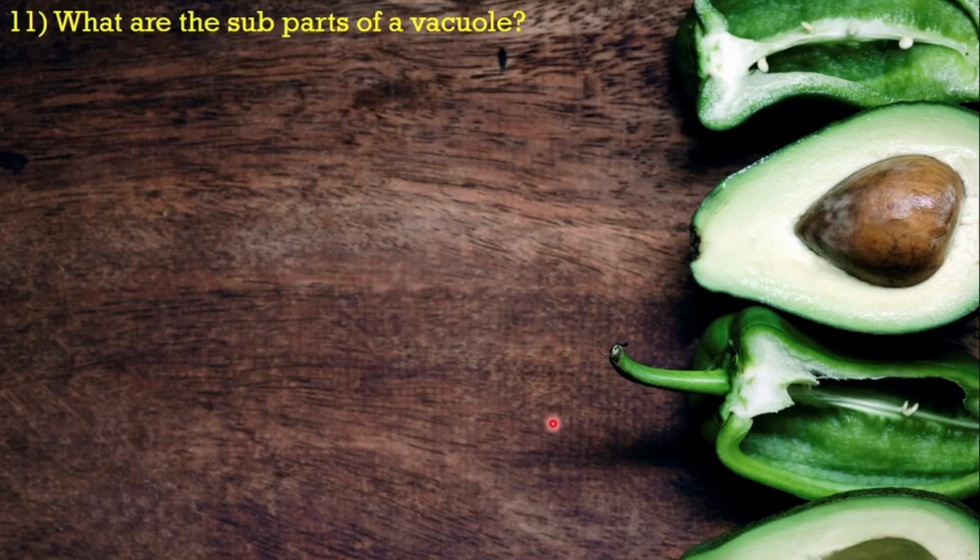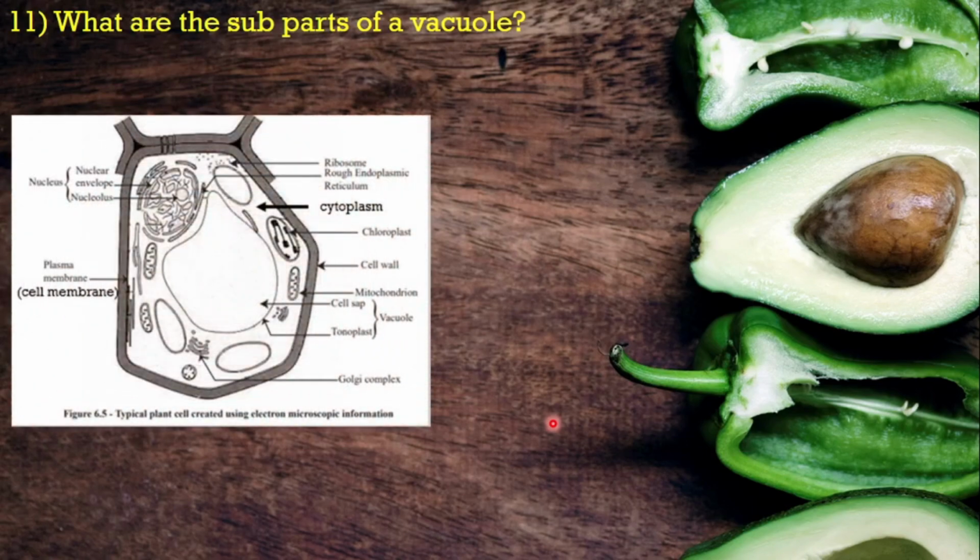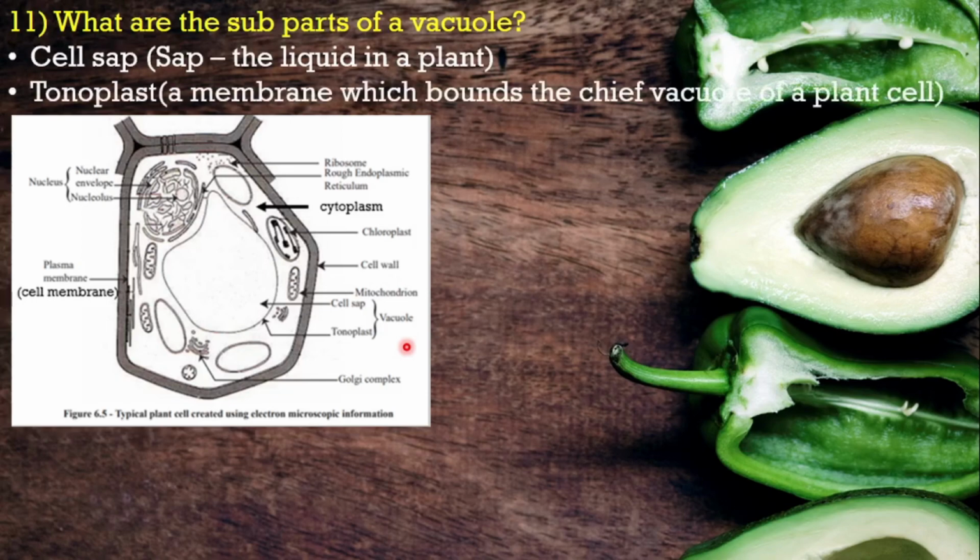What are the subparts of a vacuole? It is very clear that this is a typical plant cell created using electron microscopic information. As you can see here, at the center you can find the vacuole. So in vacuole, there are two parts. We have the cell sap, which is the liquid part inside, and tonoplast, which is the membrane covering the vacuole, and these two together are called vacuole. Therefore, there are only two parts. They are cell sap and tonoplast. Cell sap is the liquid in a plant and tonoplast is a membrane which bounds the chief vacuole of a plant cell.